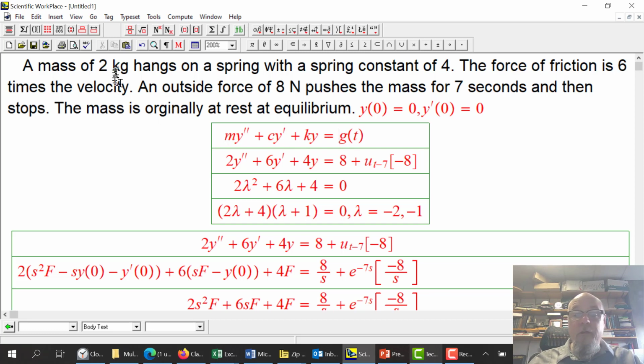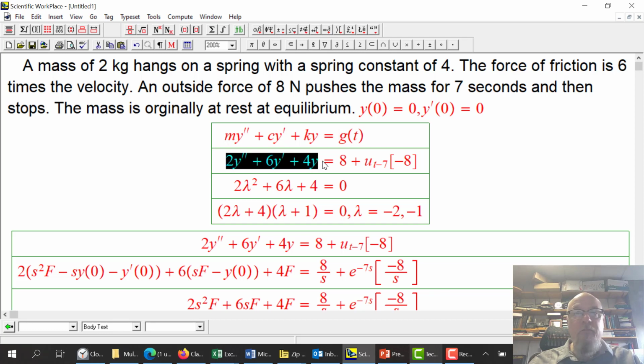From the very first sentence, we've got the mass is 2, the coefficient of friction is 6, and the spring constant is 4. So we've already got this side of the differential equation figured out, the linear second order constant coefficient differential equation. Now let's look for the forcing function.